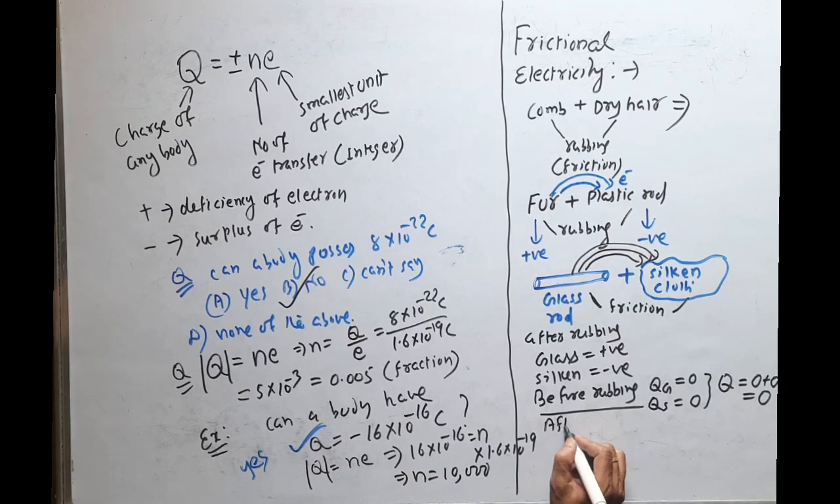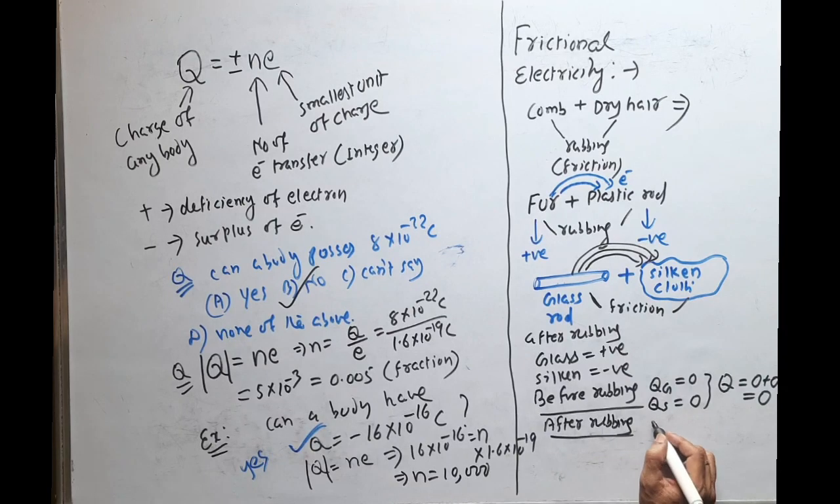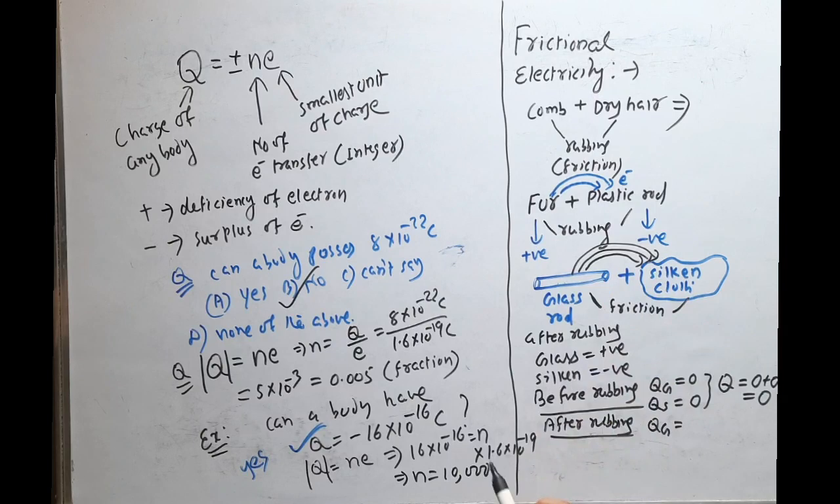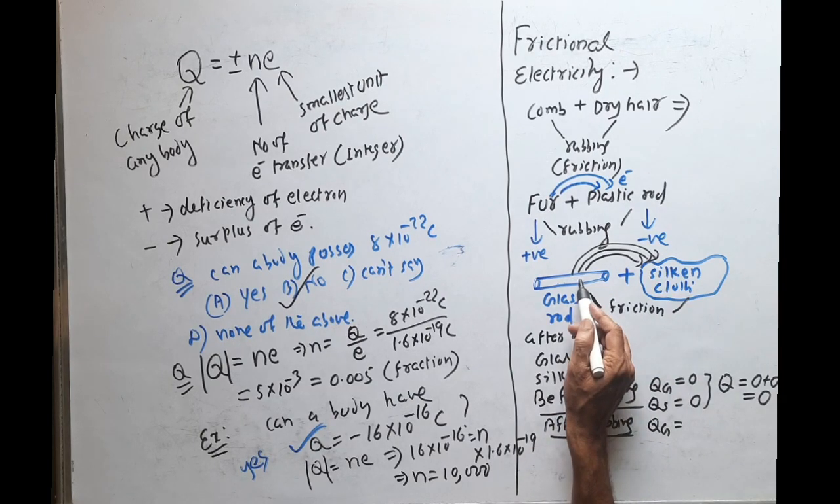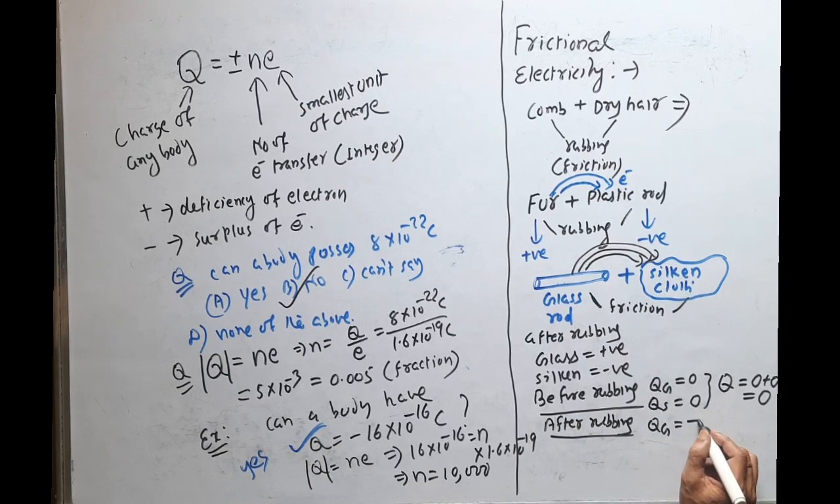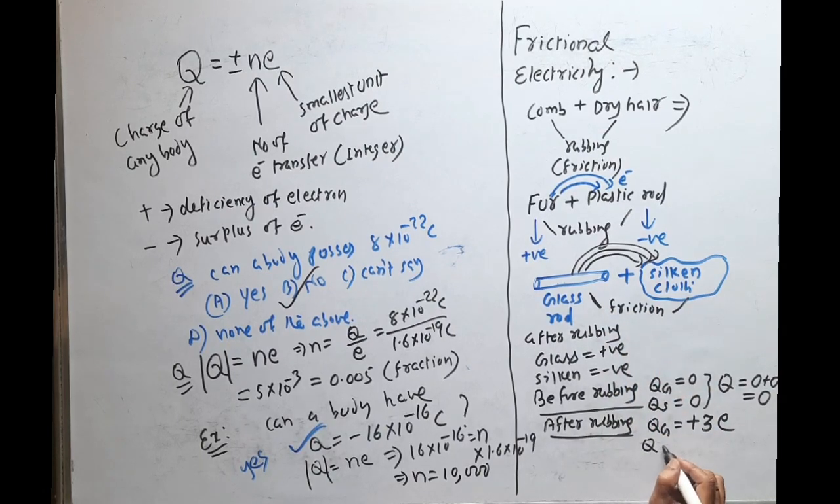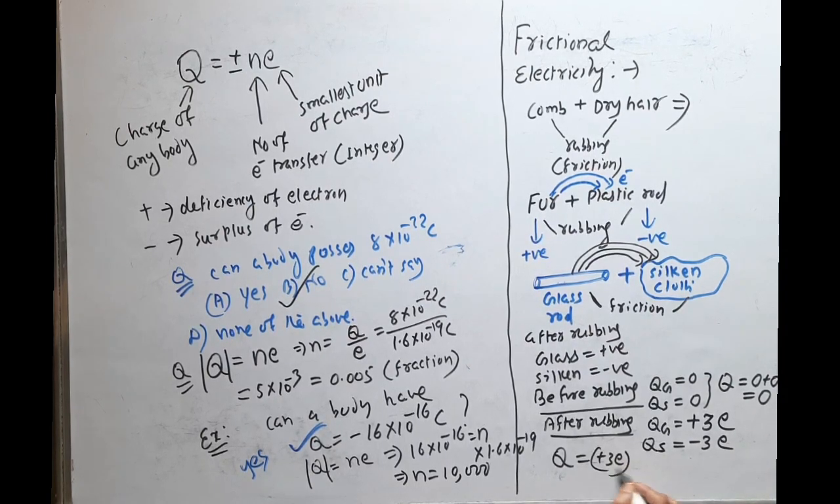Now come to after rubbing. After rubbing, what is the charge of the glass rod? Let us take 3 electrons leaving the glass rod. Since there is a deficiency of 3 electrons, the charge of the glass rod is plus 3e. And 3 electrons are added to the silken cloth, so the charge of the silken cloth after rubbing is minus 3e. So what is the total charge? Again, the total charge is 3 plus minus 3, which is equal to 0.